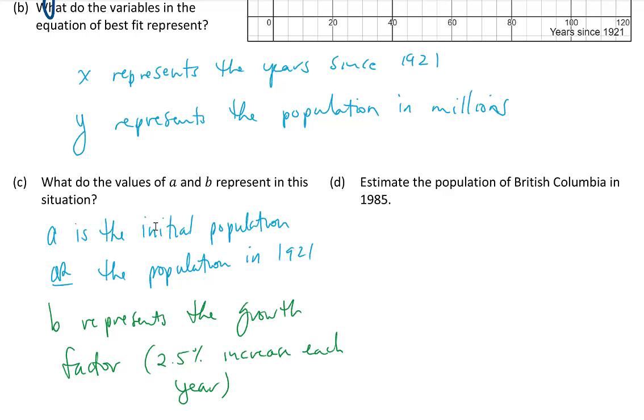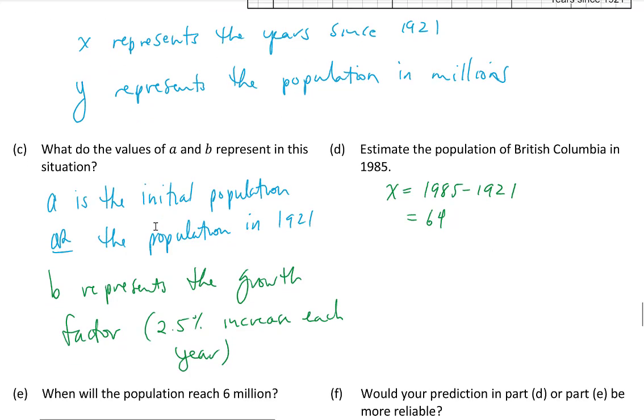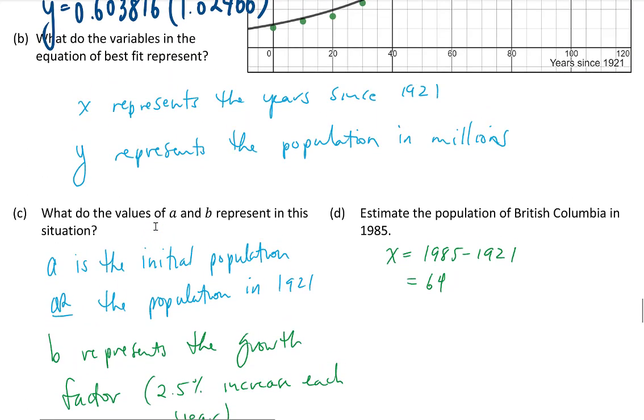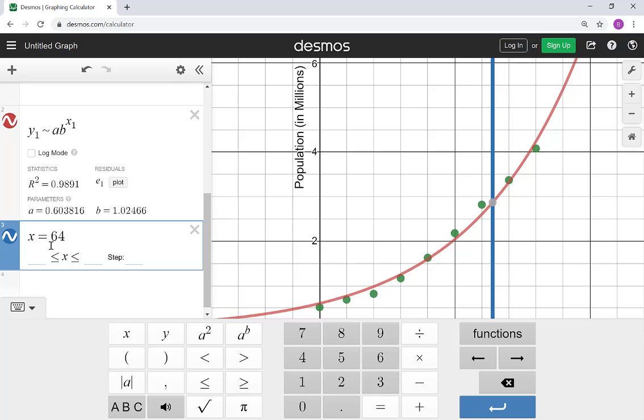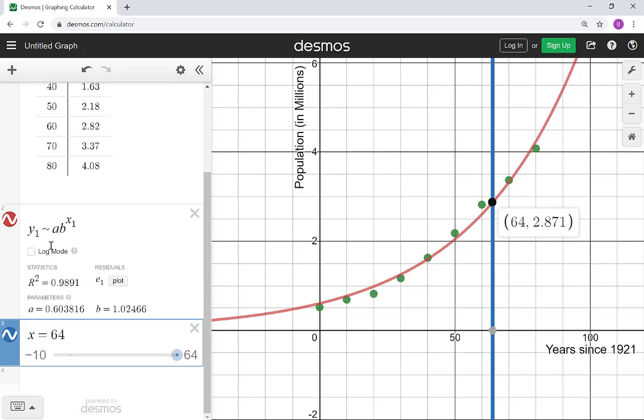Estimate the population of British Columbia in 1985. So first of all, we've got to figure out how many years that is. x is going to be 1985 minus 1921. And therefore x equals 64. So we have two options. We could sub it into our equation, or we can go to Desmos and sub in the number 64. So we want an x value equal to 64. Then if we click on the point, we see it gives us 2.871. So 2.871 million people in 1985.